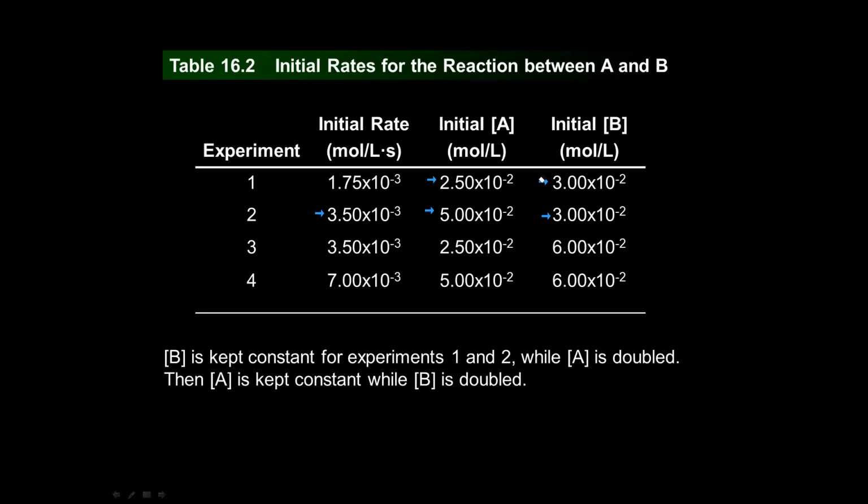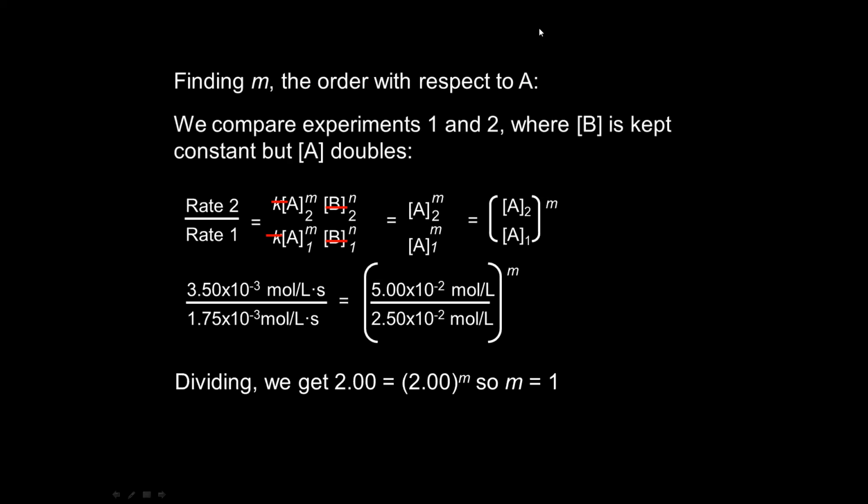There is a really simple algebra method for this, but it tends to make everybody batty when we look at it. What we're really getting is the second rate divided by the first rate should be equal to the concentration of A at the second time divided by the concentration of A at the first time, to the power of whatever it is. So when we start to cancel things out, concentration B was kept the same through those first two, so we get to cancel that out completely.